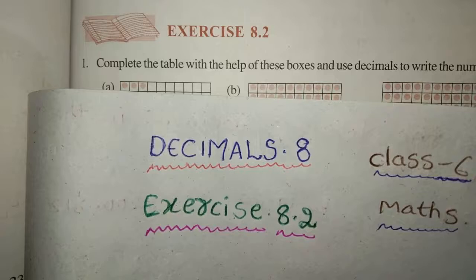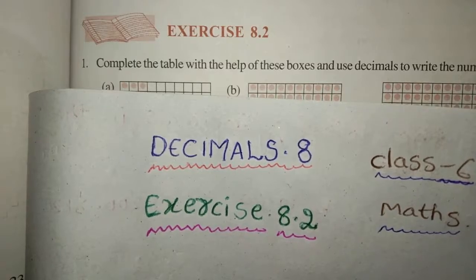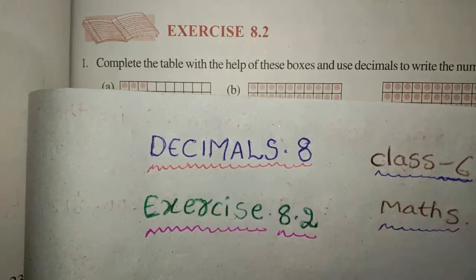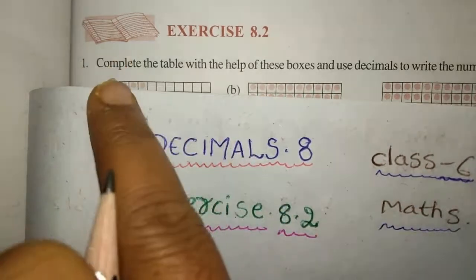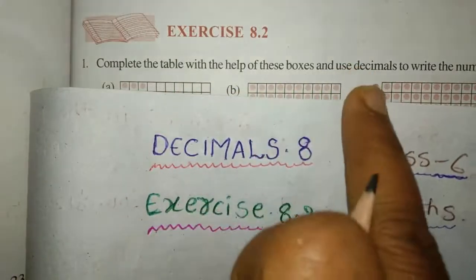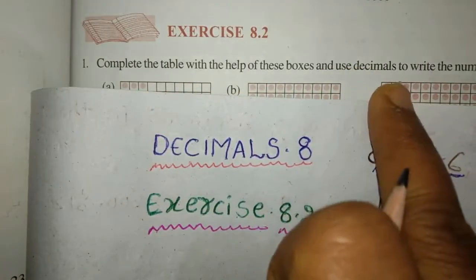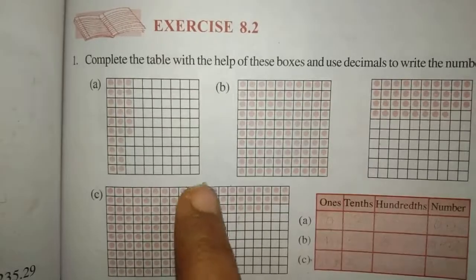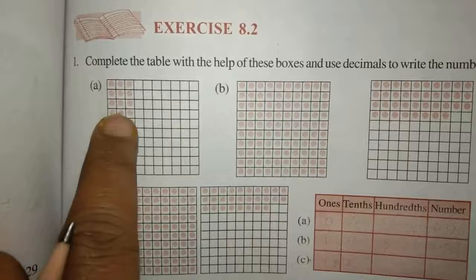In this video we are going to discuss exercise 8.2 decimals, class 6 maths. Okay, now let us see the first question. Complete the table with the help of these boxes and use decimals to write the number. So here the given boxes, first A, B, C.